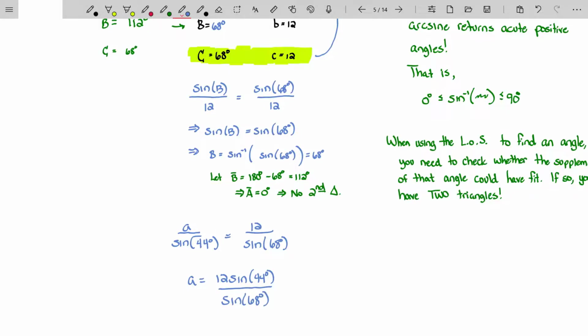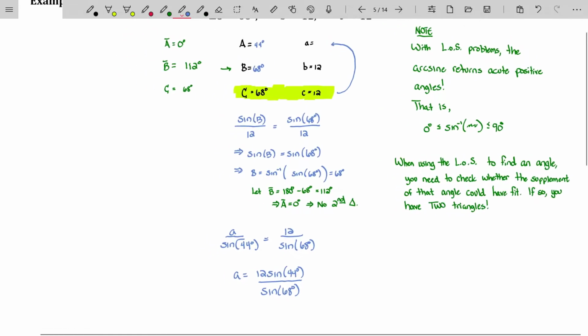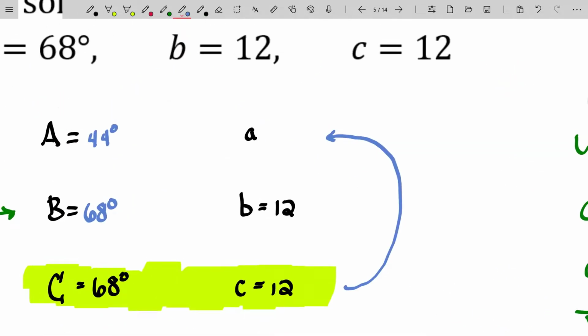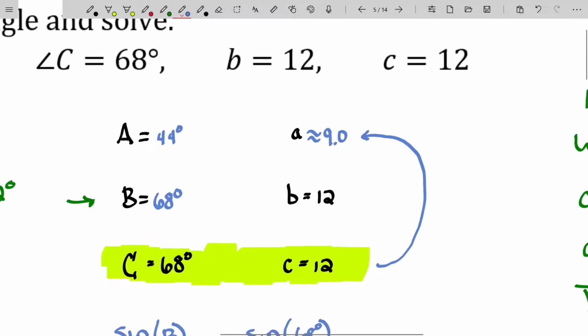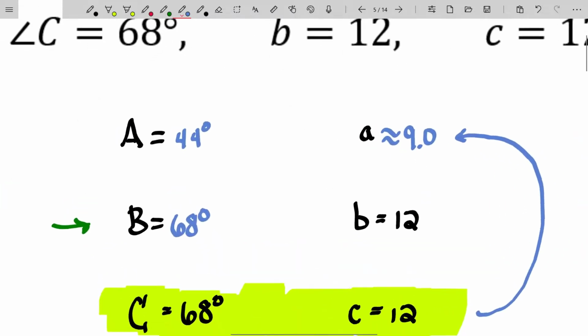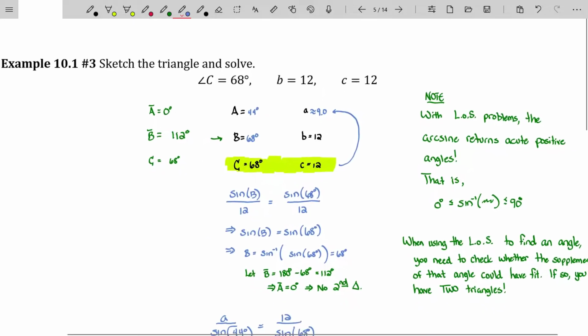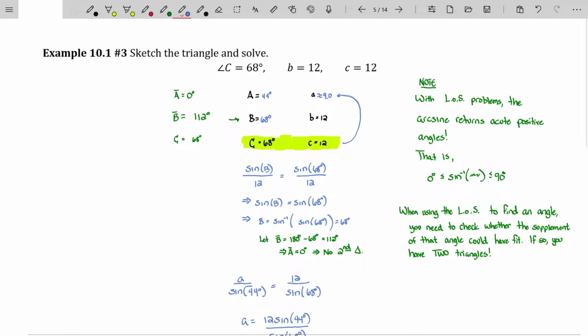And then I'll grab a calculator and compute this out very quickly. Rounded to the nearest tenth, it's 9.0. So this is approximately 9.0 in length. And that should make sense. It's opposite a smaller angle, so it should be a smaller side length. Now that is our first dabbling into law of sines with the ambiguous case.